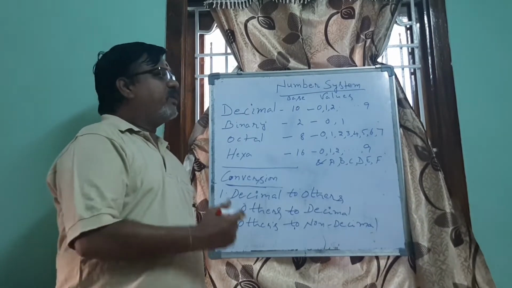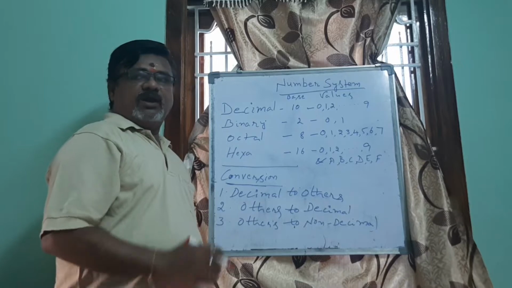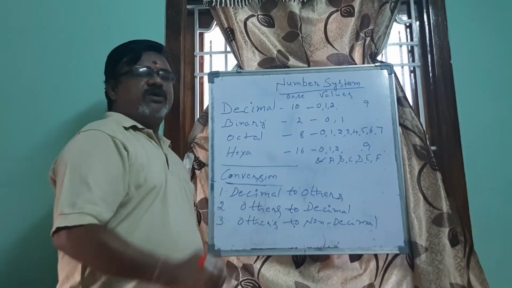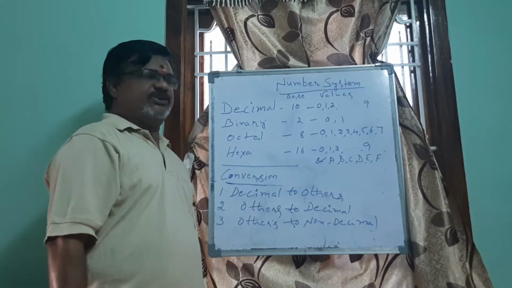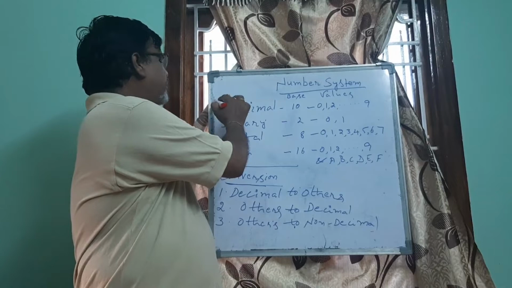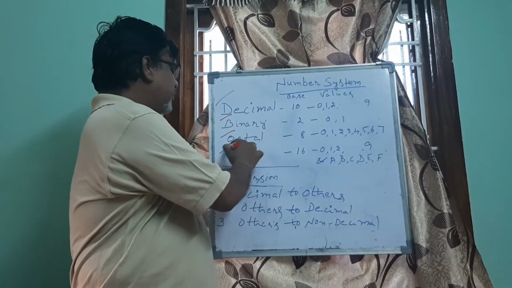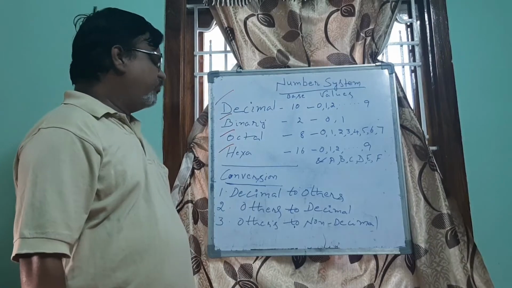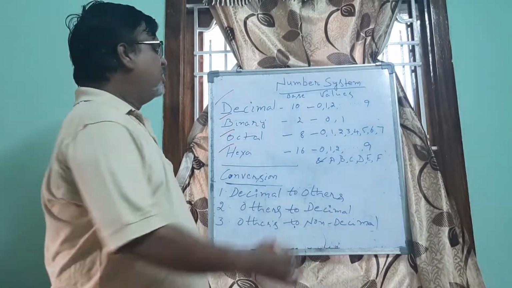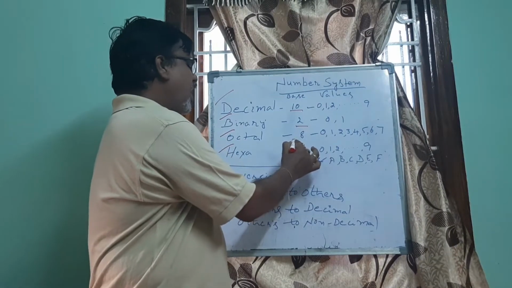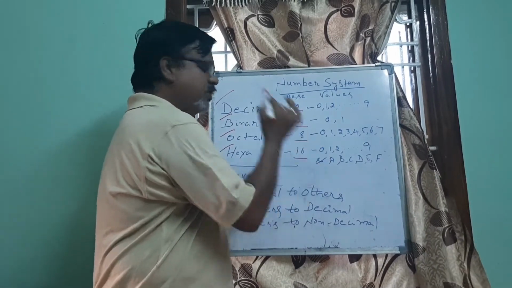So that's why today we are dealing with the conversion of numbers from one base to another base, with one example in each. Before that, let us discuss that there are basically four number systems here. One is decimal, binary, octal, hexadecimal. So the base for decimal is 10, base for binary is 2, octal is 8 and hexadecimal is 16.